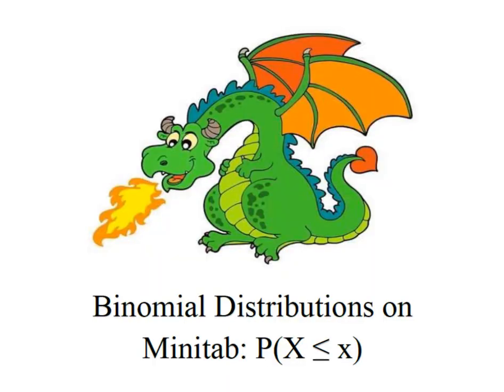Hey everybody, it's Professor Williams, and we're going to do some binomial distributions on Minitab. We're going to figure out how to find the probability that we have less than or equal to a number of successes in our sample.